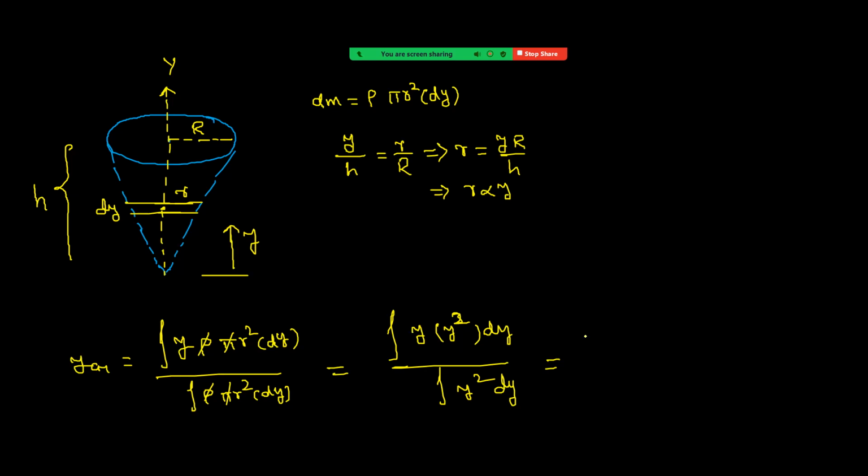So y and y square give y cube, which becomes y power 4 by 4. Next, y square gives y cube, y power 3 by 3. Now take limits, taking plates like this from y equal to 0 to y equal to h. That means y cube and y power 4 give y left as 3h by 4. So the center of mass of a solid cone is at a distance 3h by 4 from the vertex.